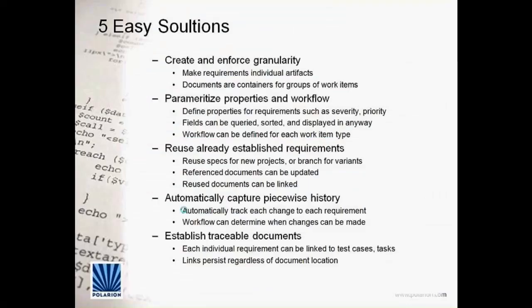So just as a recap, our 5 easiest solutions for requirements management and how Polarian can make them even easier: creating and enforcing granularity, making requirements into individual artifacts with unique IDs, just for traceability purposes, and being able to break down and provide specific information to the user. Parametricizing properties and workflows, defining actual properties and life cycles for those requirements instead of just natural language wording. Reusing established requirements, not only copying and pasting from existing documents, but being able to query a database for your requirements and pull out only those that apply to your new product, being able to reuse those.